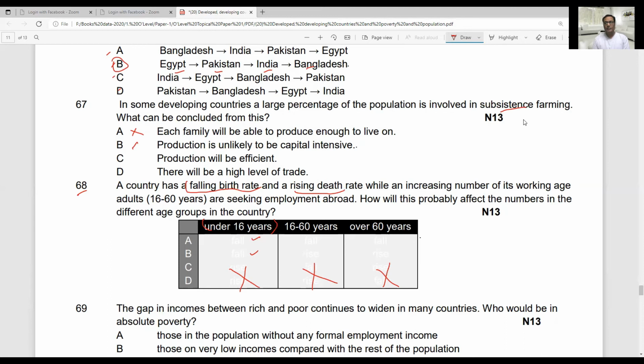Death rate is rising. It means now the aged population will be less. So the people over 60 years of age will decline. So we can find it in option A. We can also cross option B now. So option A is the correct answer. And the people between 16 and 60 will also fall.